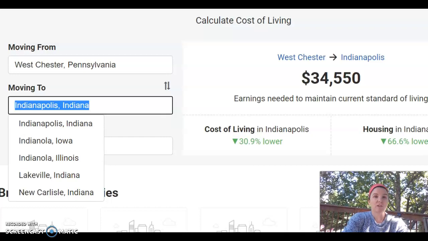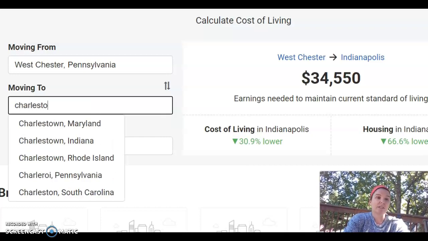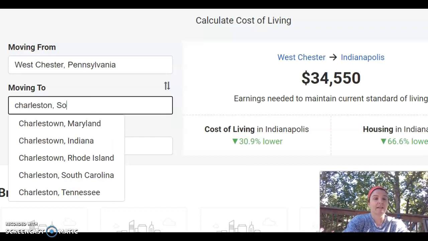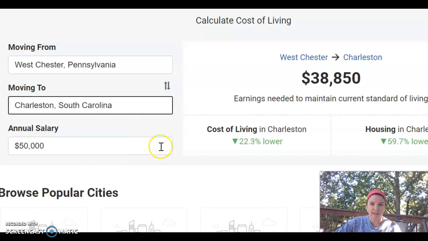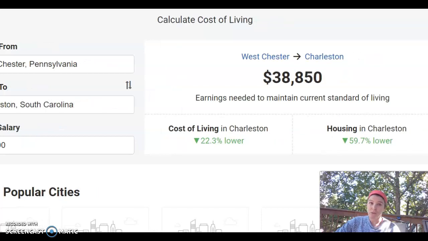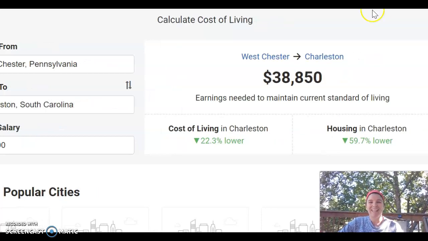Another area that is kind of interesting to me is Charleston, South Carolina. My daughter goes to school down in South Carolina, so I'm just going to put that in and see how that goes. Yeah, same thing. So less expensive than where we live. I promise you there are more expensive places than where we live. So I'm just going to play around with that a little bit.